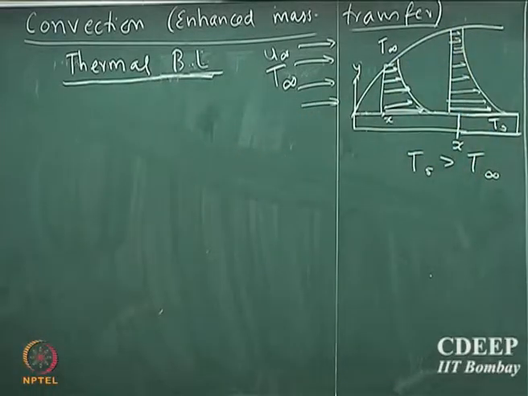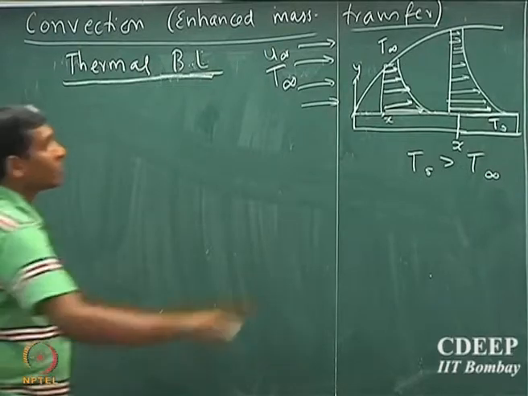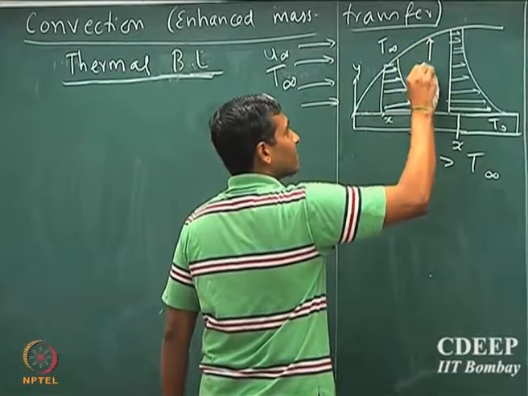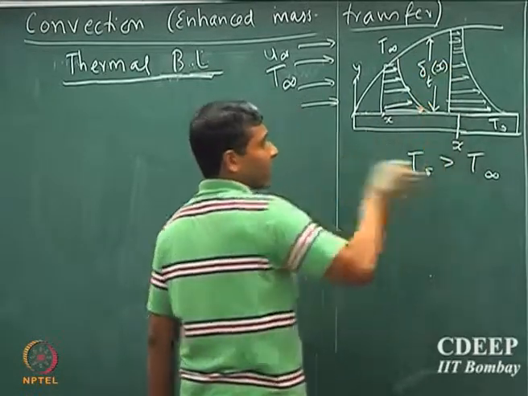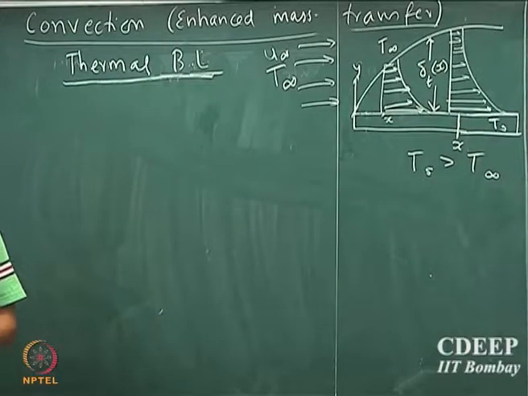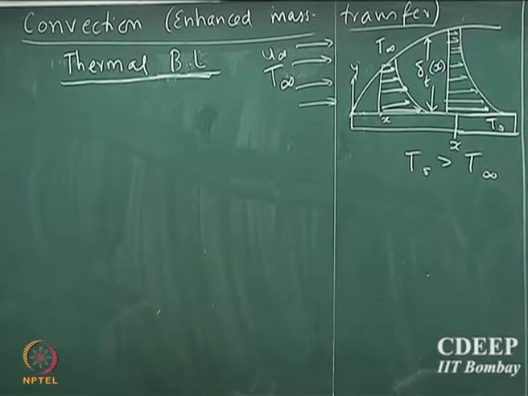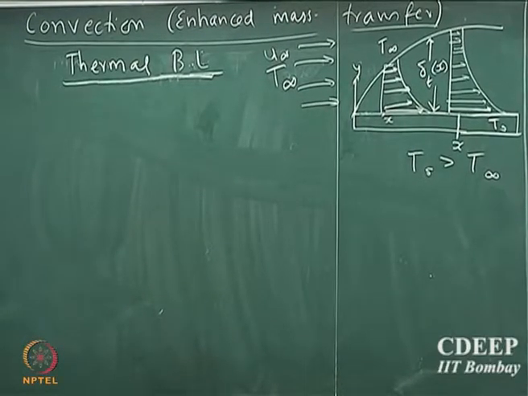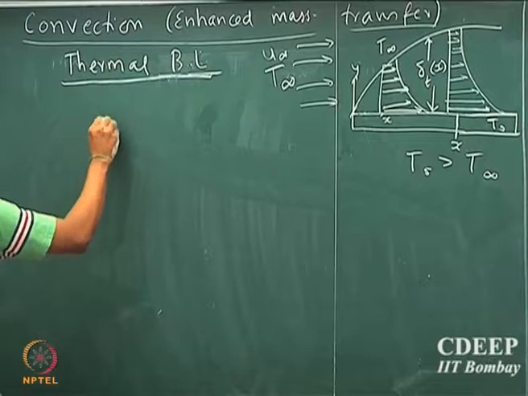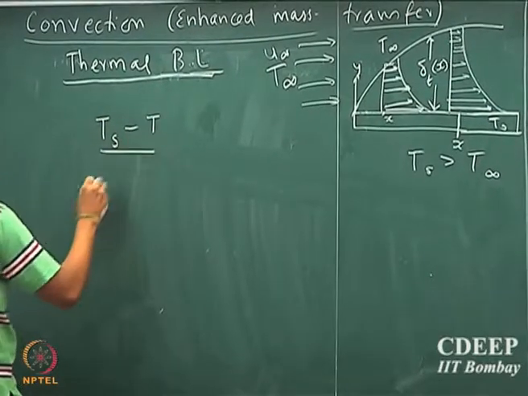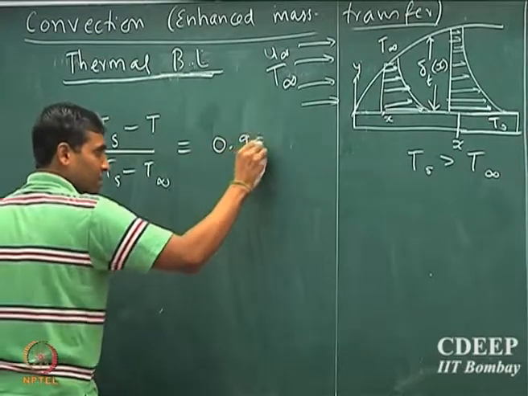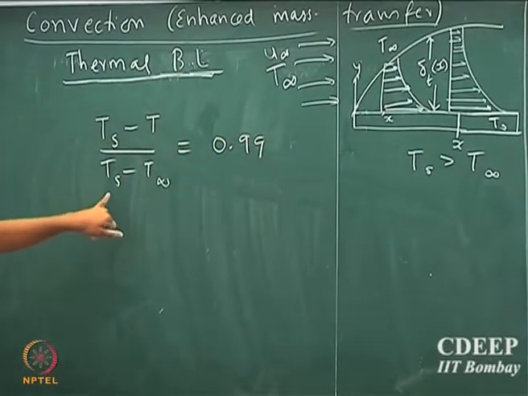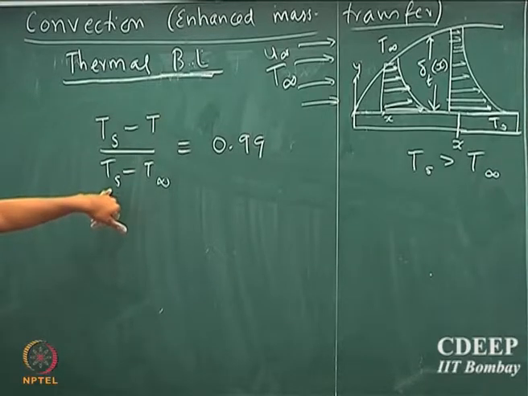So one could define thermal boundary layer thickness. This height is called thermal boundary layer thickness, which is again a function of the x direction, and this is defined very similarly to how the momentum boundary layer was defined. We said 99% velocity. Similarly here we can define (Ts minus T) by (Ts minus T infinity) should be equal to 0.99, okay.